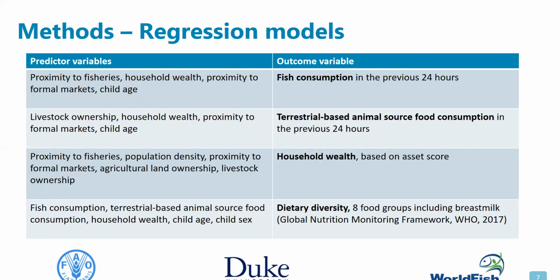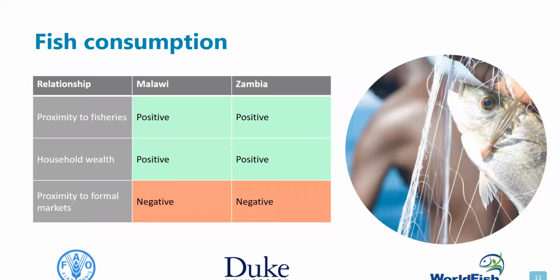For fish consumption, we found that proximity to fisheries was associated with increased fish consumption in both Malawi and Zambia. And household wealth was also associated with increased fish consumption in Malawi and Zambia. However, proximity to formal markets was negatively associated with fish consumption in both countries, indicating that these children are more likely accessing fish from fisheries than formal markets.